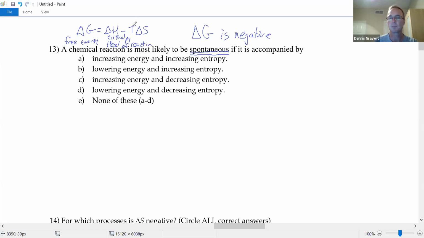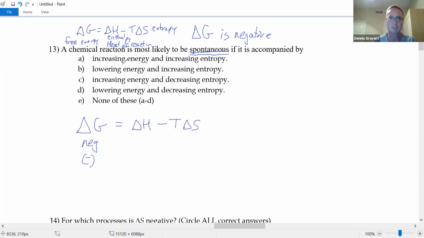S, well, T is a temperature in Kelvin. That's important. And this one is entropy, which is the craziness factor. It's the measure of randomness. Okay, so that's the equation we want. We want delta G to be negative. And delta H minus T delta S is what we have.